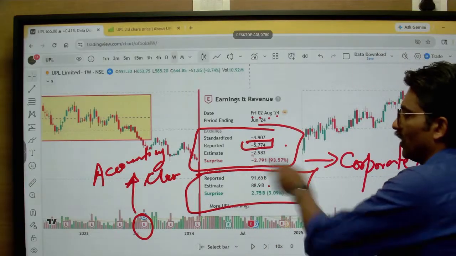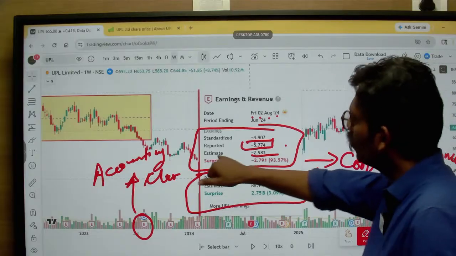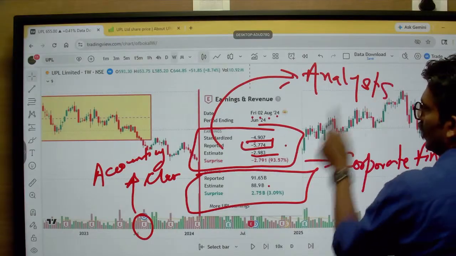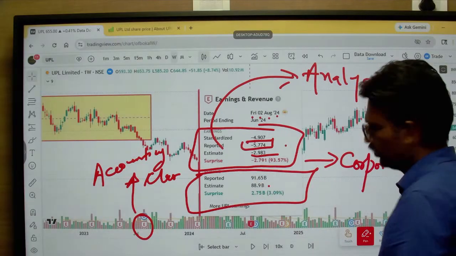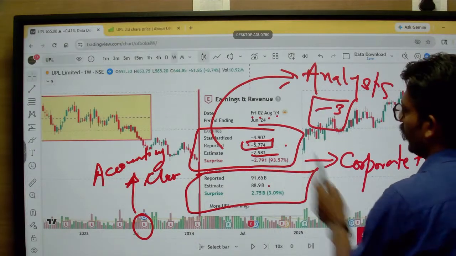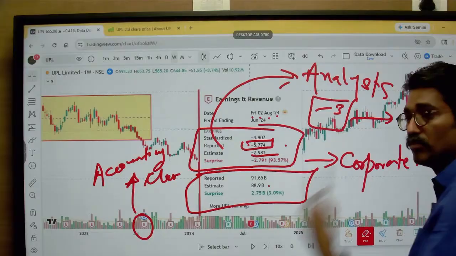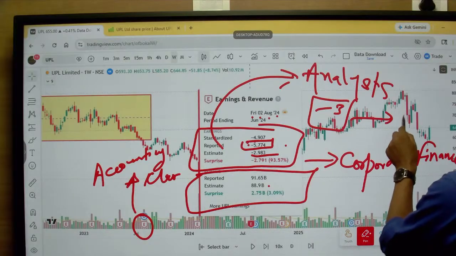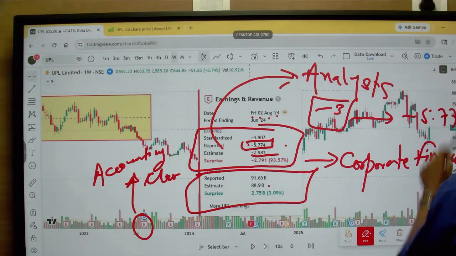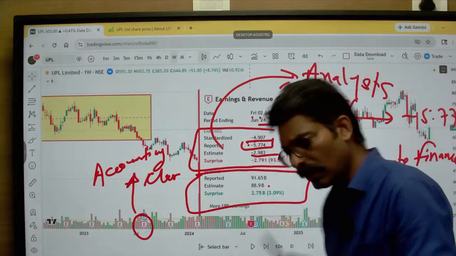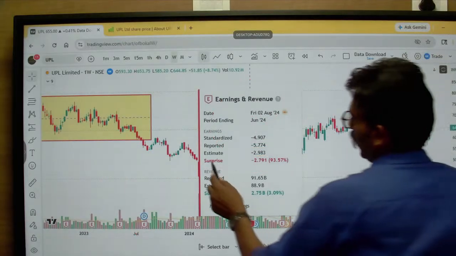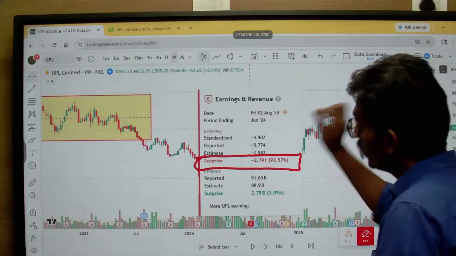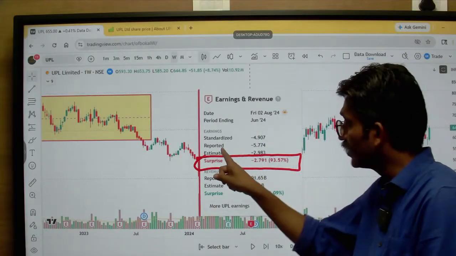Estimated was just half of it, roughly, an odd number. Who had estimated? The analysts had estimated about -3. And how much have they posted? This is like 60% more, 1.6 times, not double, but just under double. It has posted about -5.7. So has it posted more loss? Yes or no? Point number one. Second, has the analyst gone wrong? Yes or no? The analyst has gone significantly wrong in his estimate.